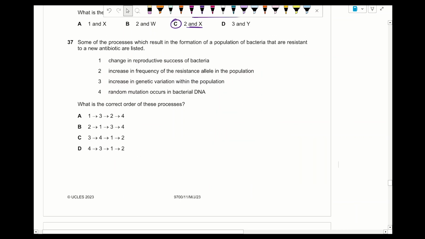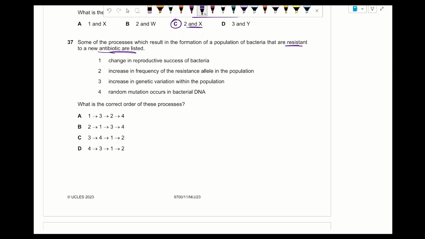Question number 37. Some of the processes which result in the formation of a population of bacteria that are resistant to a new antibiotic are listed. What is the correct order of these processes? First of all, there's a very common misconception that antibiotics cause resistance. This is obviously incorrect. What causes resistance is that there are normal mutations that happen throughout the process of the bacteria population formation. And then one of these mutations ends up being a resistance gene for a specific antibiotic. So once we have this clear, let's see the suggestions that we have here.